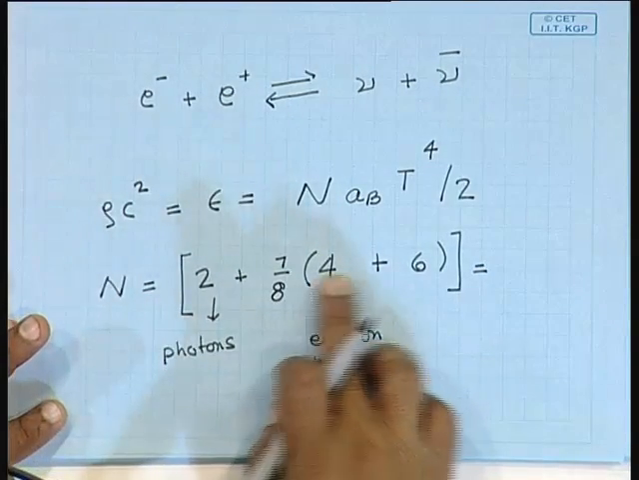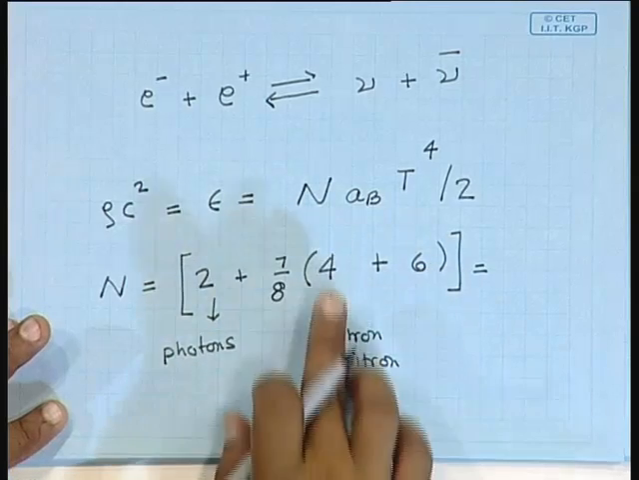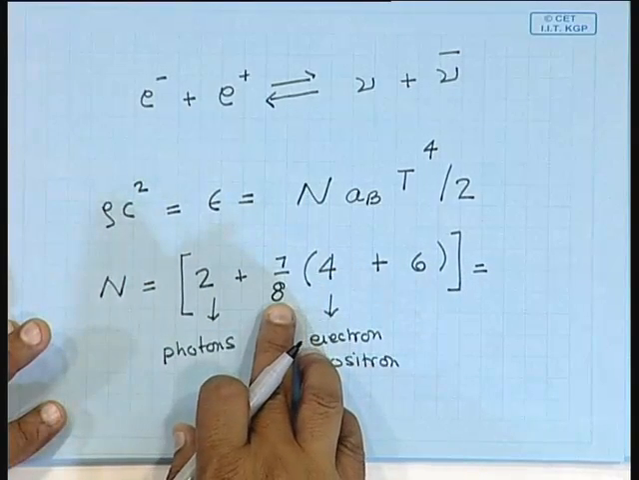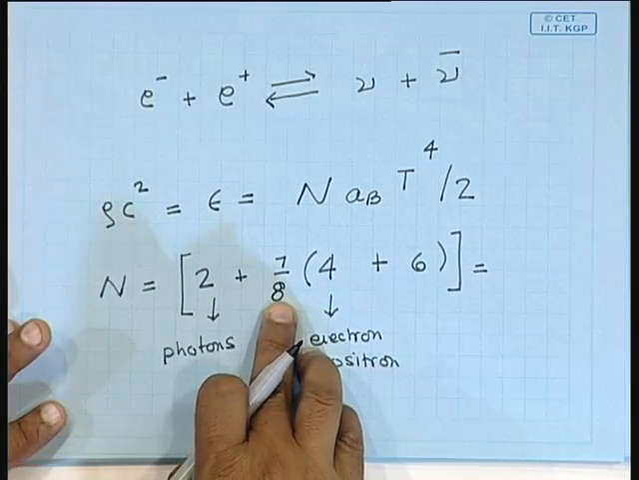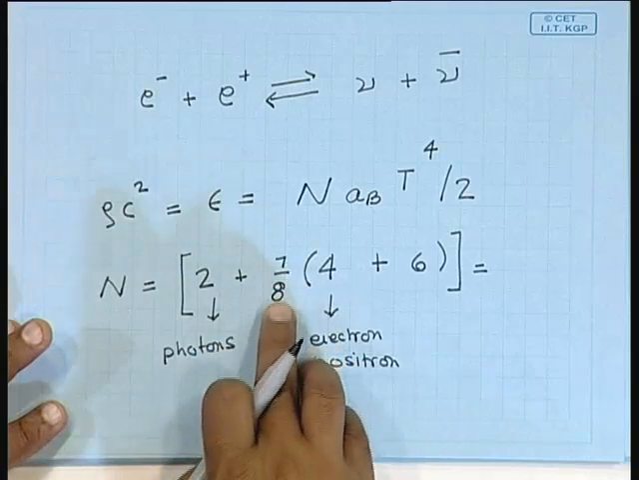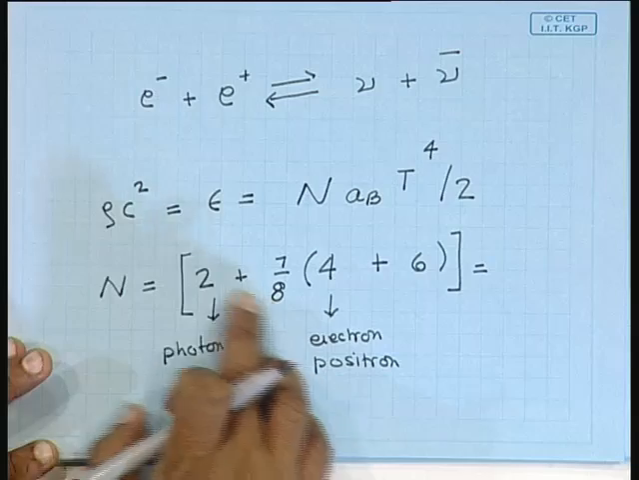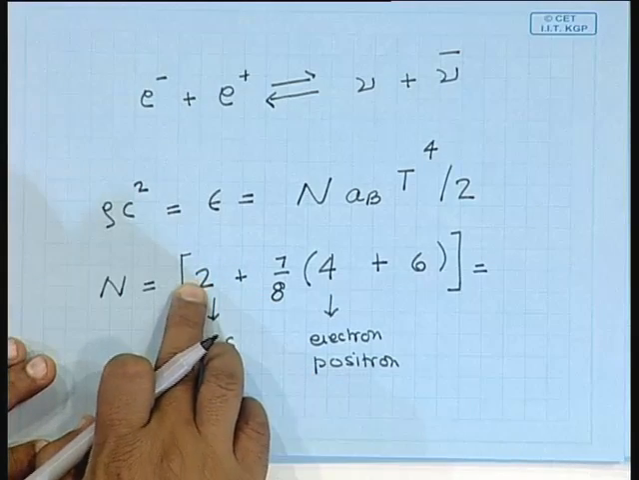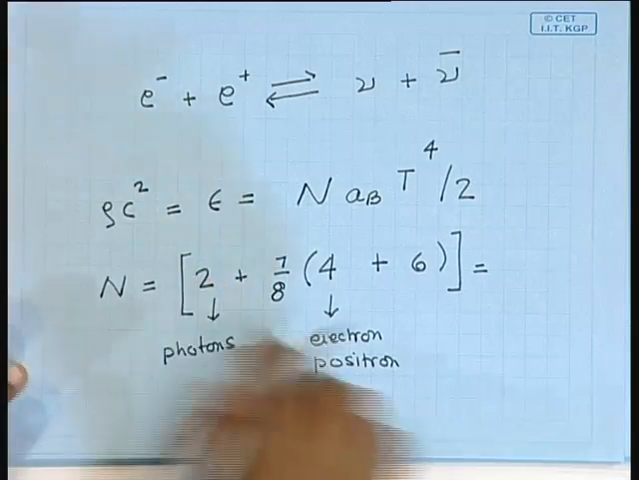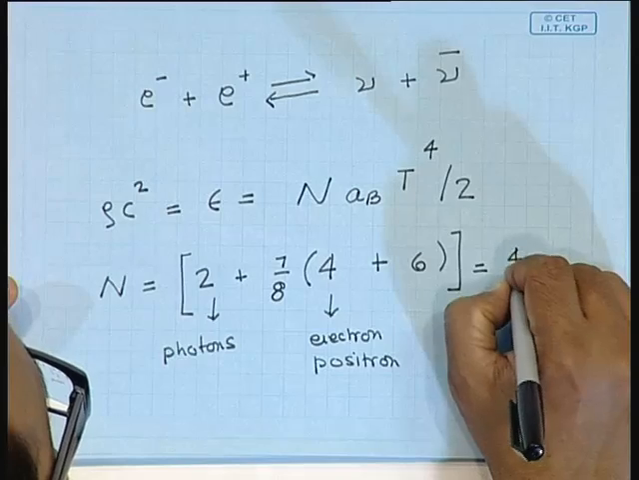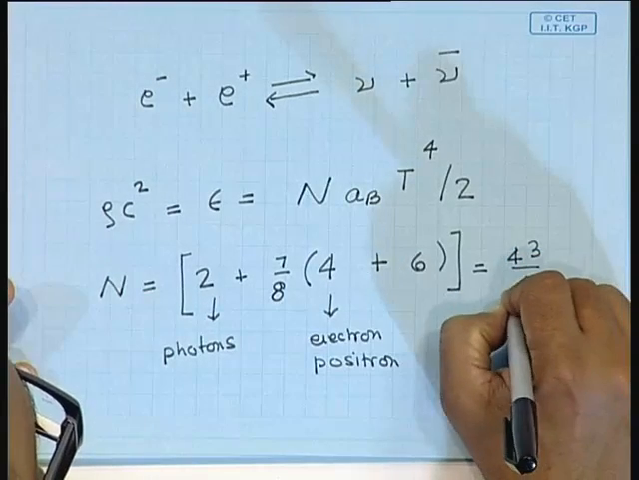so this 4 plus 6 is 10, 10 divided by 8 is 5 by 4, 35 by 4. So, this whole factor is 35 by 4, and we have to add this 2 over here. So, that becomes 35 plus 8 by 4, 43 by 4.